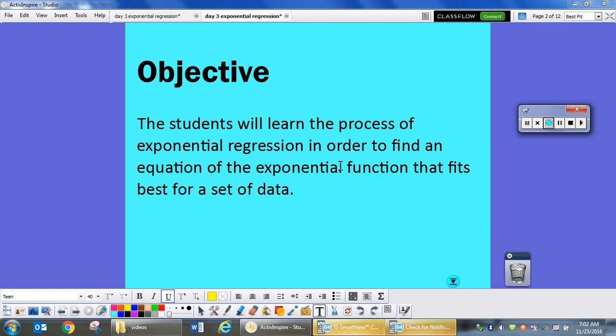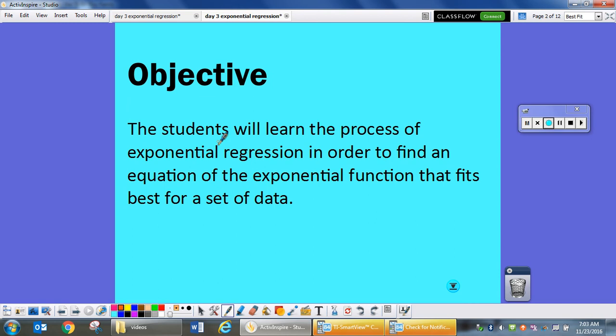Okay, your objective today is the students will learn the process of exponential regression in order to find an equation of the exponential function that fits best for a set of data. So you're going to be given a bunch of numbers that represent some data, and you're going to make an equation using your calculator in this form. So today's lesson will be all on the calculator. That's y equals a times b to the x power.